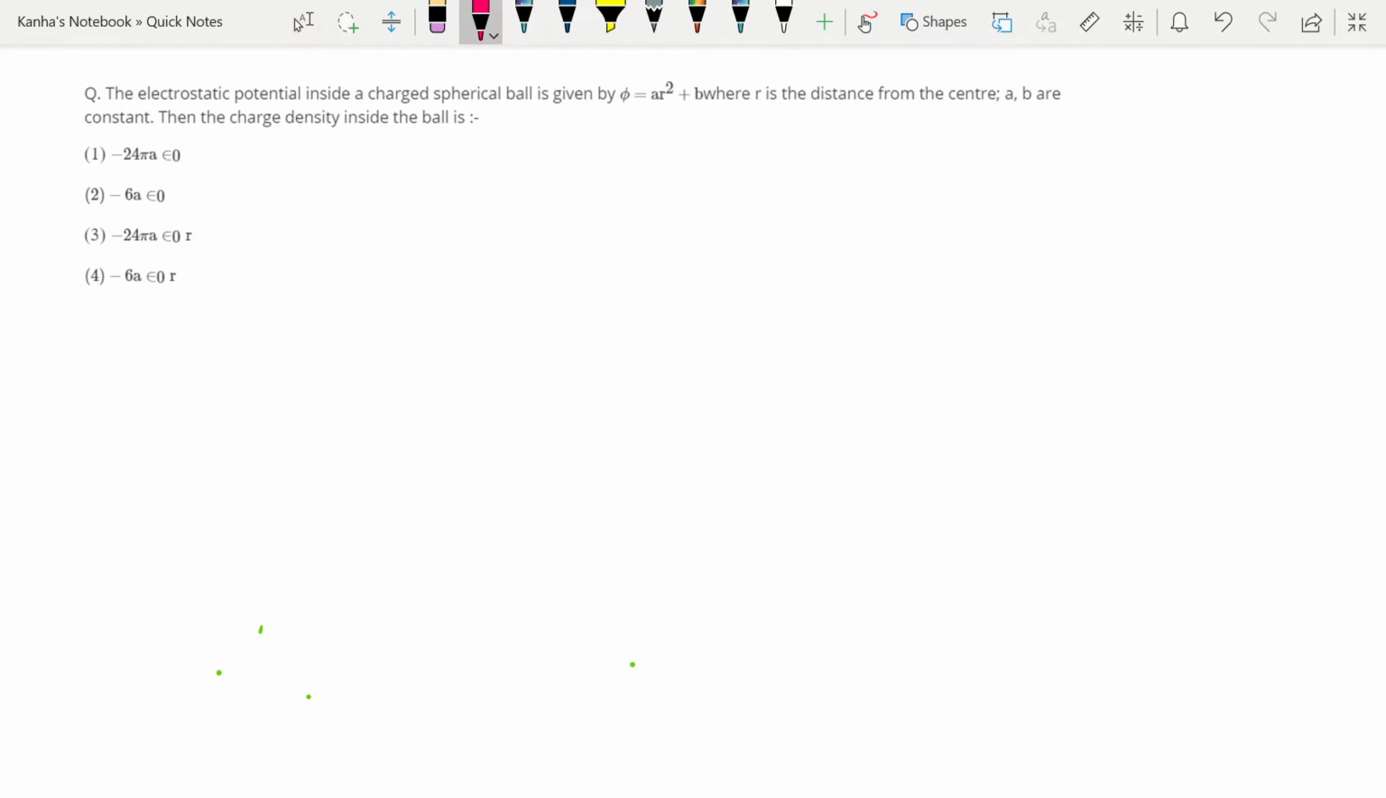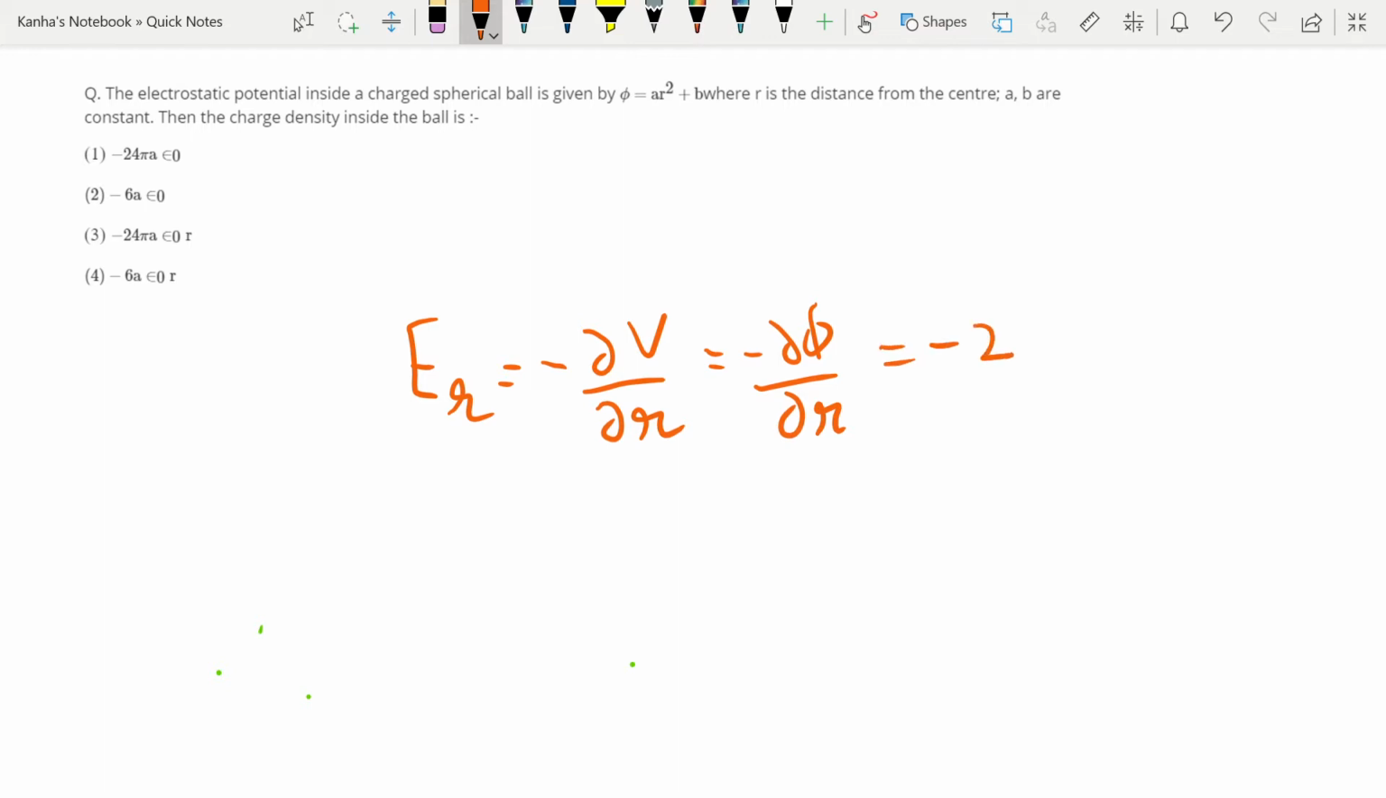So how do we proceed with this? First of all, let's write my electric field in polar coordinates. It's nothing but minus del V by del r. Here V is given as phi, so minus del phi by del r, which is nothing but minus 2 times a into r.